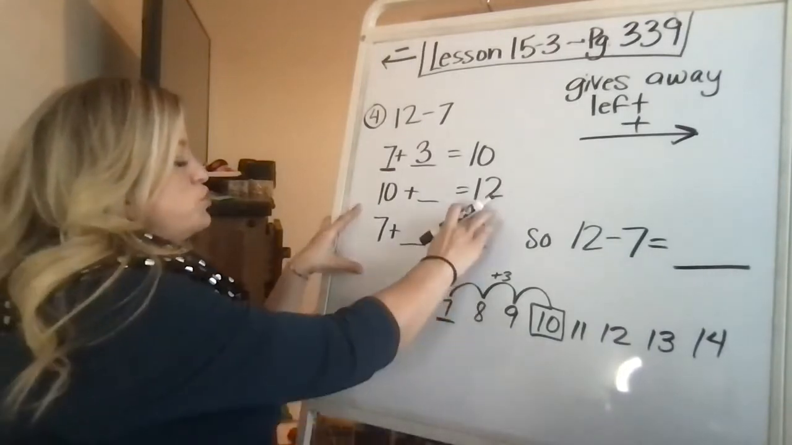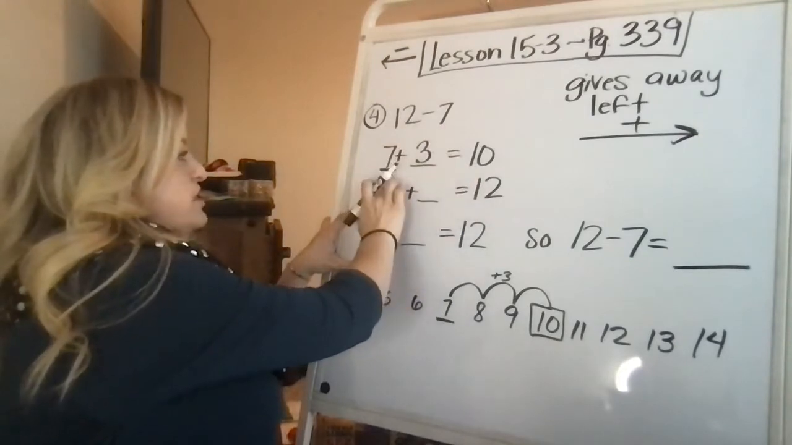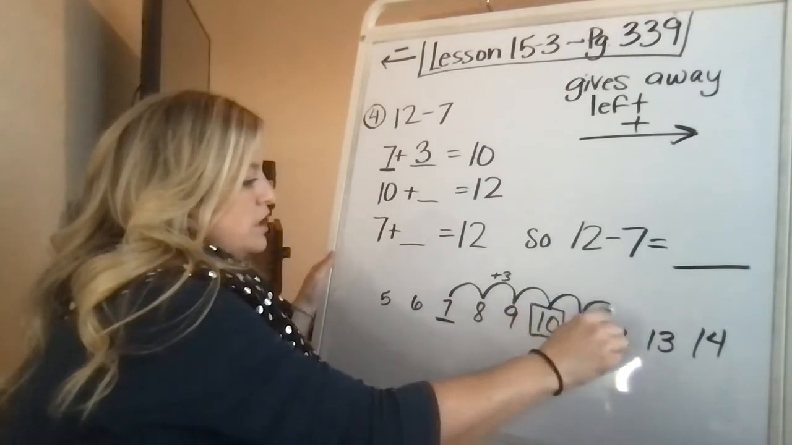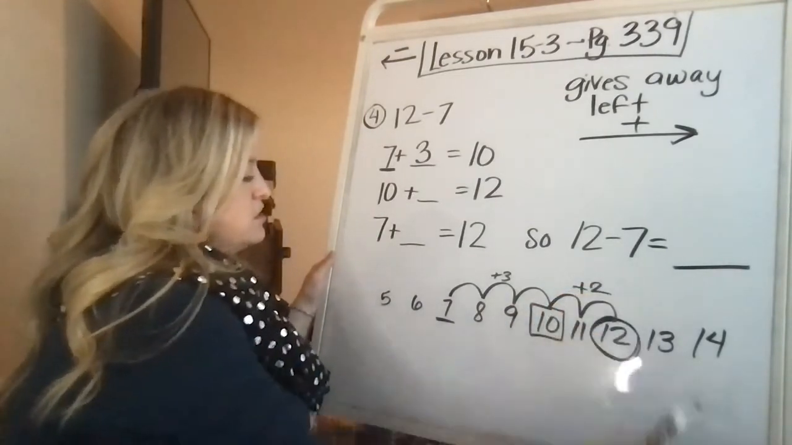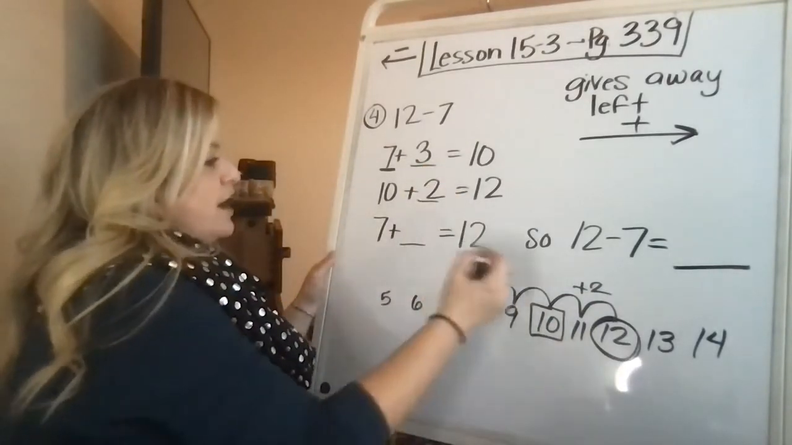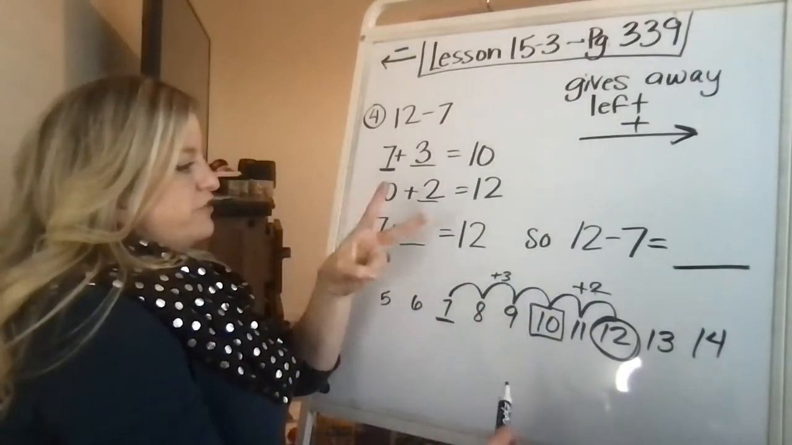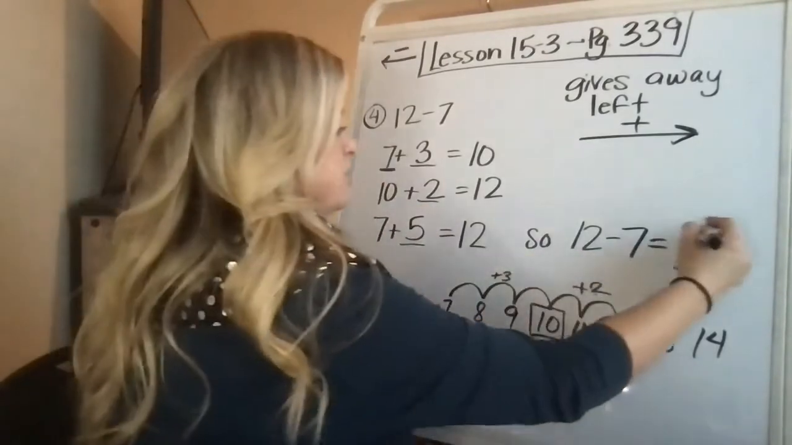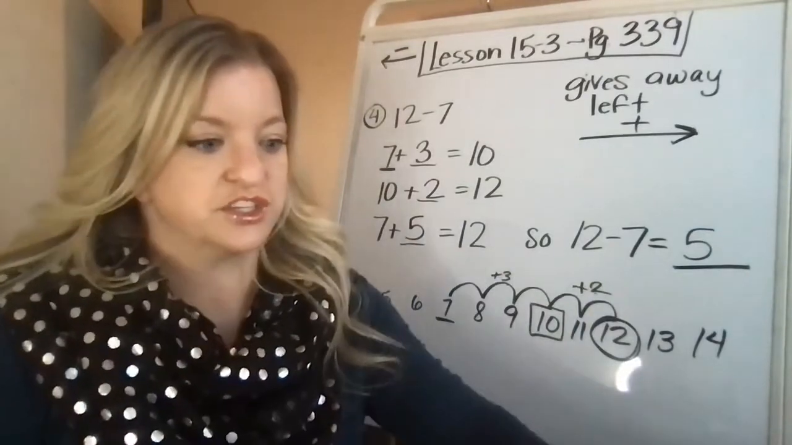Now I need to go to 12 because it's 12 minus 7, not 10 minus 7. So from 10, I'm going to keep going to 12. 1, 2, plus 2. I land on 12. So 10 plus 2 is 12. So now I add up my jumps. 2 plus 3 is 5. So 7 plus 5 is 12. So 12 minus 7 is 5. See how if I know that, I can easily do it.